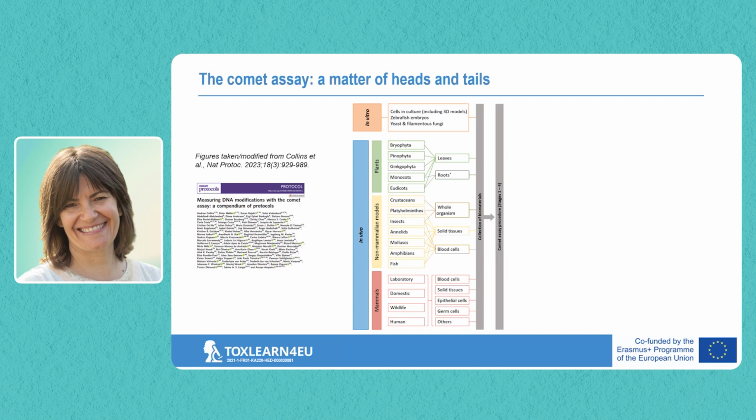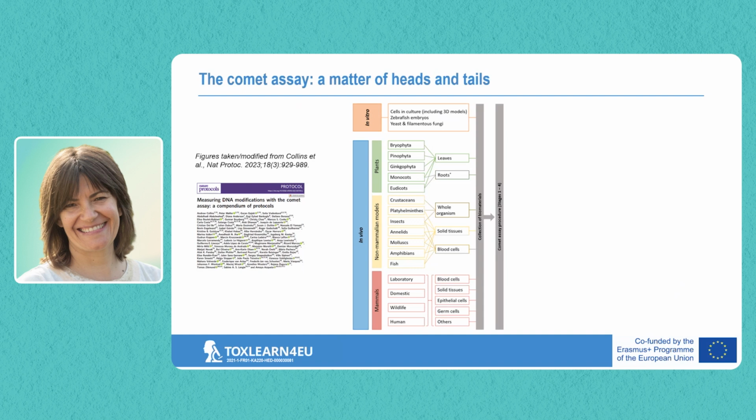So here we have in vitro. Do you know what is an in vitro assay? Yeah, okay. So I can apply it in vitro in cell lines, 3D models, zebrafish embryo, that is also considered an in vitro assay, yeast, fungi. It can also be applied in vivo in plants, as we have seen in the previous presentation. It can be applied in non-mammalian models, and here we have crustaceans, insects, mollusks, fish, etc. It can also be applied in mammals, including laboratory, domestic animals, wildlife animals, and also human.